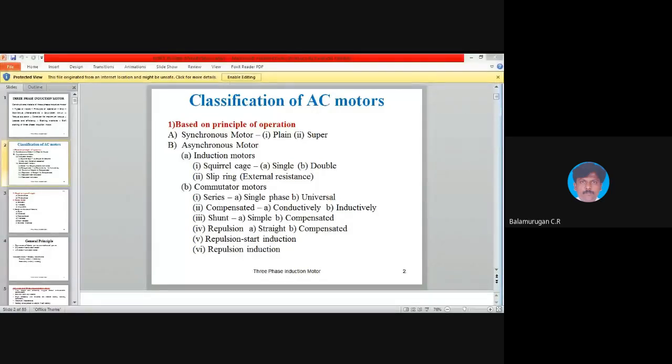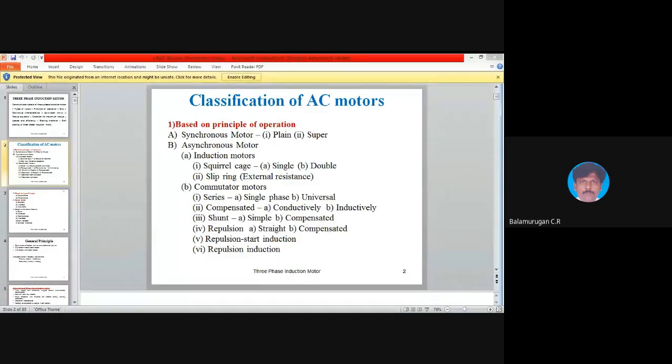Similar to the transformer, a single phase transformer is used for low rating applications, and a 3-phase transformer is used for higher applications. A single phase transformer we generally use in commercial or household applications. But a 3-phase transformer is used in industries to supply power to a particular area. So it is based on the rating.